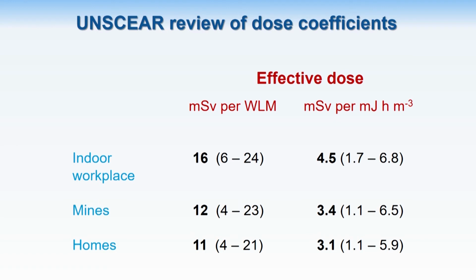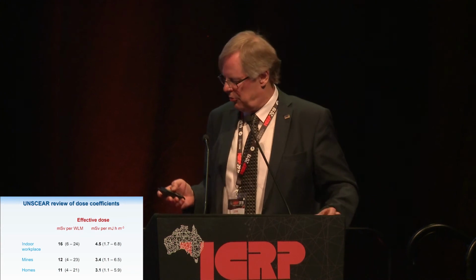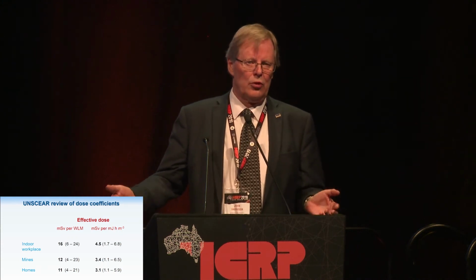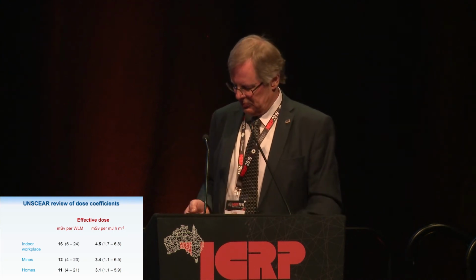Okay, so yes, just a word or two about the UNSCEAR review. This is currently in press, but some of the outcome from the review is already available as part of the report to the General Assembly. This shows the summary of the results they obtained reviewing dose coefficients, so dosimetric methodology, and you can see the ranges there, and our ICRP value of 3 millisieverts per millijoule hour per meter cubed sits centrally within the range of published values. And these are values published using ICRP models, but also other models. So you get a range of different approaches.